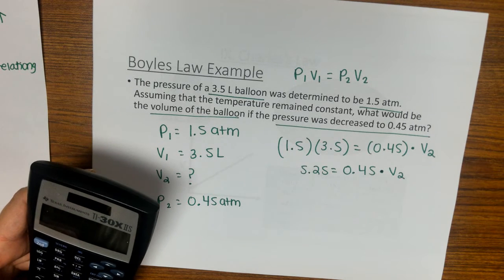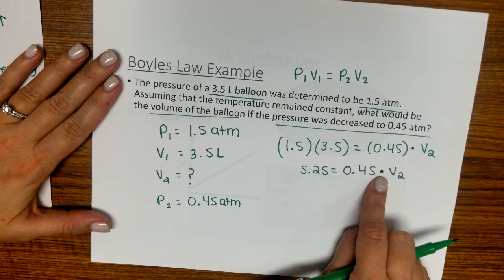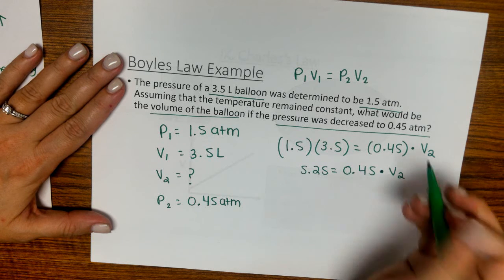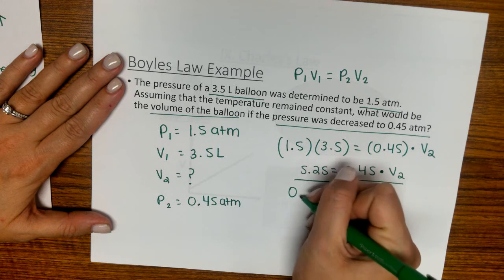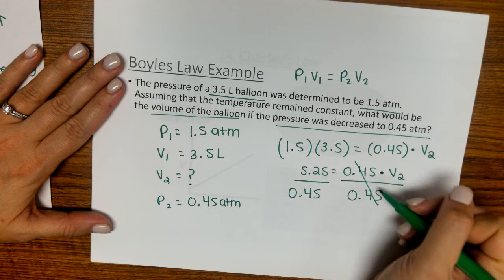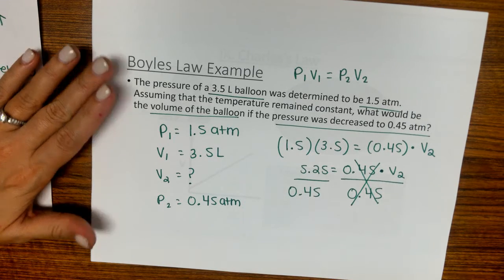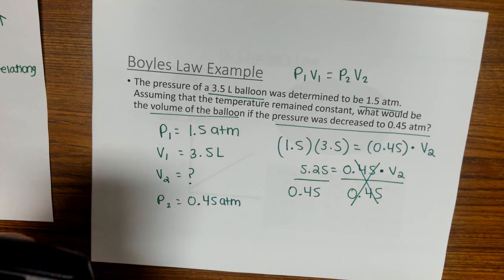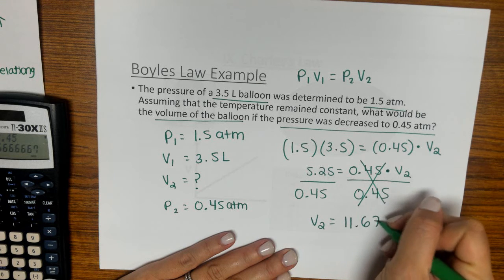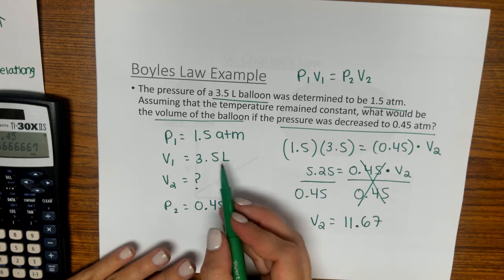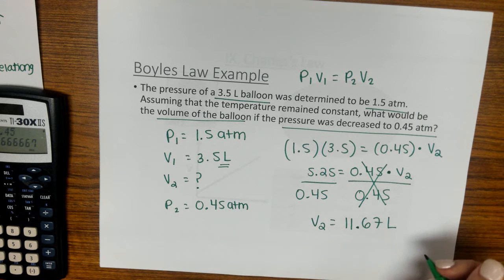And so we want to solve for V2 and get V2 by itself. V2 is being multiplied by 0.45, so to get V2 alone, we're going to have to divide each side by 0.45. That means that those cancel out, and V2 equals whatever this is, and I'll go divide that, and my V2 equals 11.67. And then the unit for V1 was liters, so the unit for V2 has to be liters.